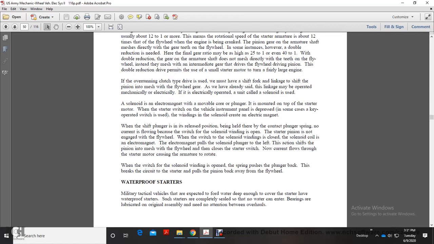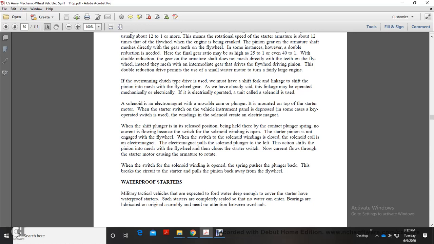When the plunger is released, its position is held there by a contact spring, with no current flowing because the switch of the solenoid winding is open, so the starter pinion is not engaged to the flywheel. When the switch of the solenoid winding is closed, the solenoid coil electromagnet pulls the solenoid plunger to the left. The action shifts the pinion into mesh with the flywheel, then closes the starter switch, and now current flows through the starter motor, causing the armature to rotate. When the switch of the solenoid winding is opened, the spring pushes the plunger back, which breaks the circuit of the starter and pulls the pinion back away from the flywheel.